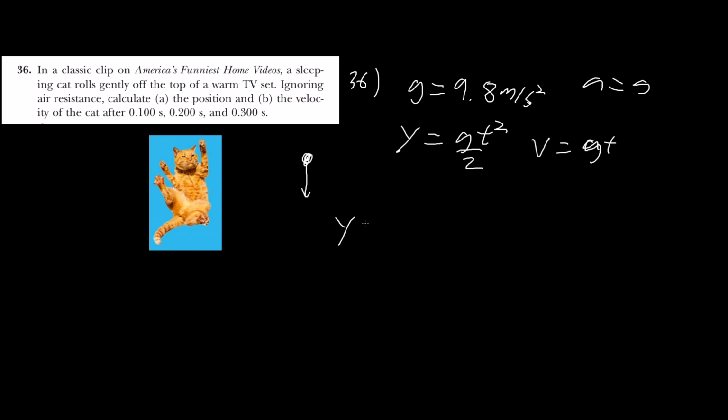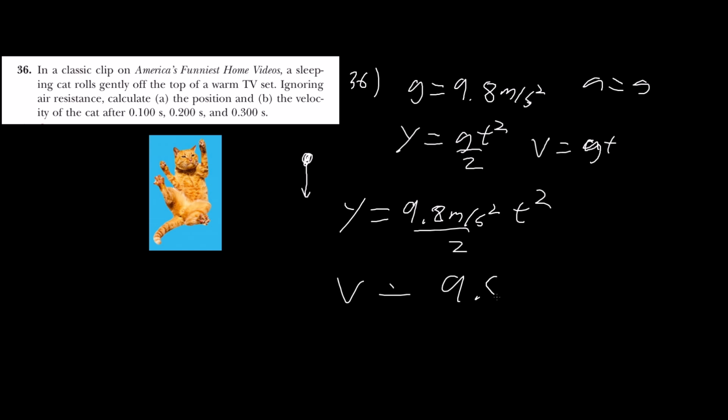So this equation is going to be, and the reason why I'm taking a little longer on this video is because we're going to be using these equations again and again and again. 9.8 meters per second squared, t squared over 2, and the velocity is nothing more than 9.8 meters per second squared times the time. So this is the equation for the position. This is the equation for the velocity.